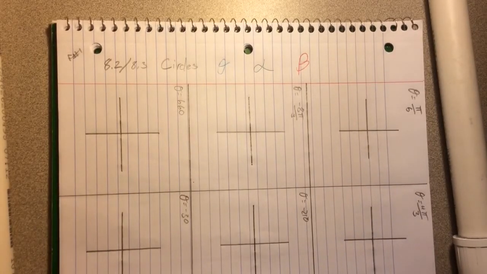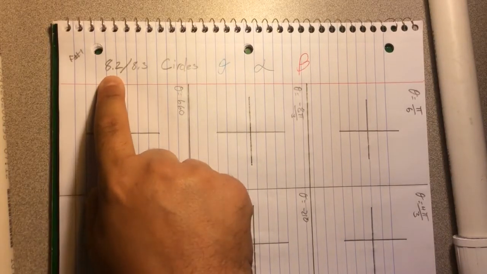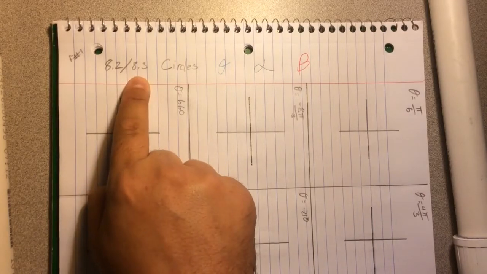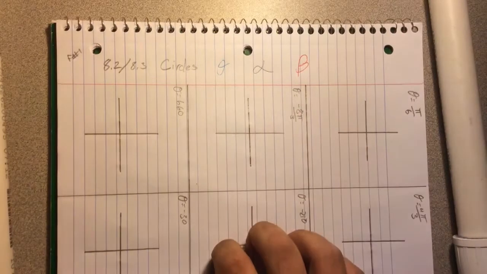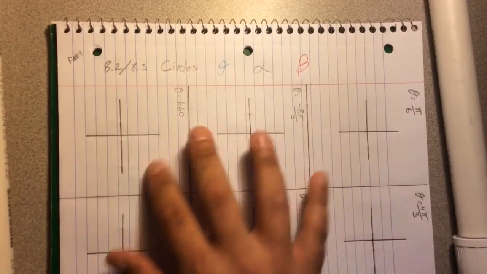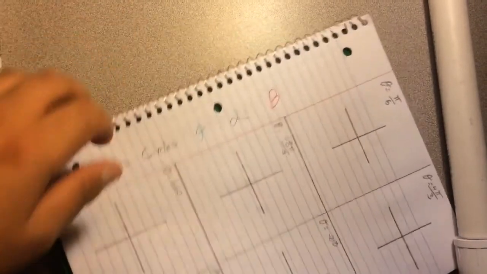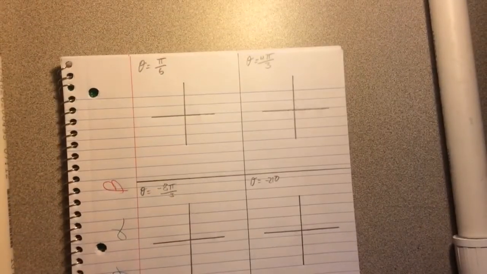This is part one, or the first foldable, I should say, chapter 8.2 and 8.3, circles using theta, alpha, and beta. So we did this already in class, but I wanted to go over it just for the students that were absent and make sure you have a good understanding of what's going on. Let me zoom in a little bit here.